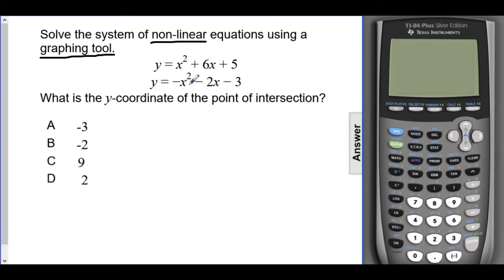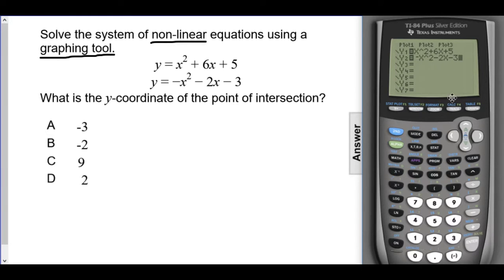So since both are in y equals, we can use the first tool, the graphing calculator. We're going to turn it on and use the y equals button to type in our two equations. Since there's exponents, we're going to have to use what's called a caret button, which is the little up arrow underneath the clear button, to give us our exponent. So x squared will be x caret 2 plus 6x plus 5. Then I'll scroll down to type in the second equation. We have negative x caret 2 minus 2x minus 3.